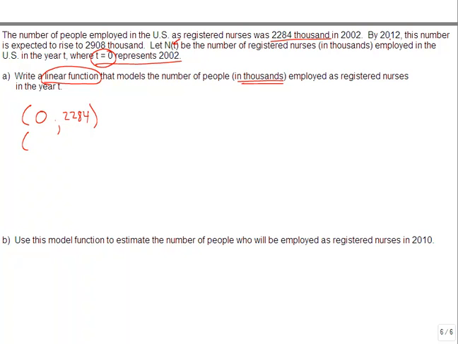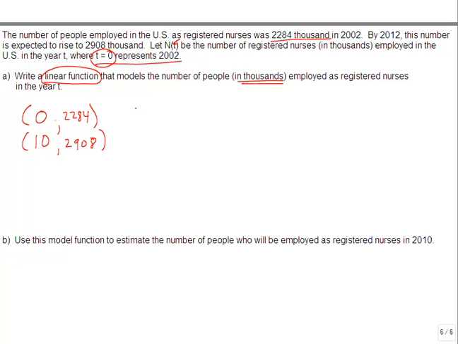Well, we know that in 2012, the number rose to 2908. So we know that this new y value is going to be 2908. And in 2012, how many years later than our base year is that? Since our base year was 2002, well, 2012 is 10 years later. So I want to use a t value here of 10. So here are my two ordered pairs. And now basically all we're going to do is find the equation of the line between these 2 points. And we've already done that earlier today.